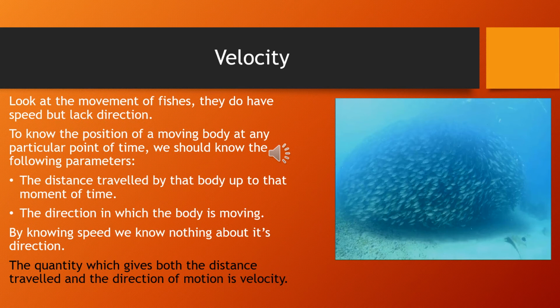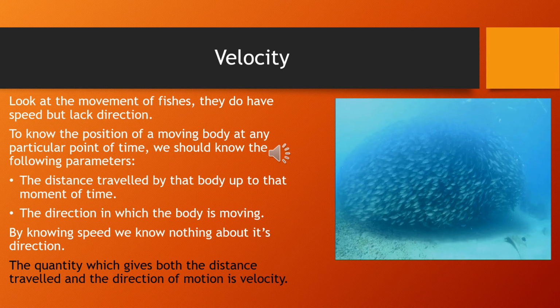In situations where you do not have a proper direction, it becomes very difficult for us to find the exact position, because you cannot tell position without having a direction. To know the position of a moving body at a particular point of time, we should know the following parameters: the distance traveled by the body up to that moment of time, and the direction in which the body is moving.